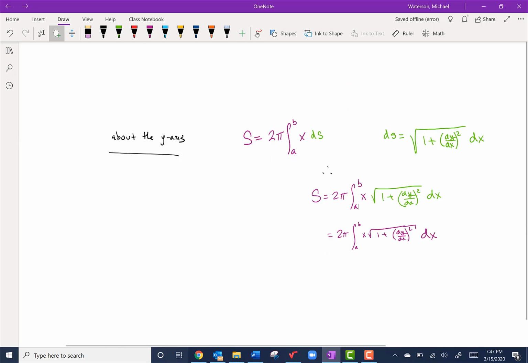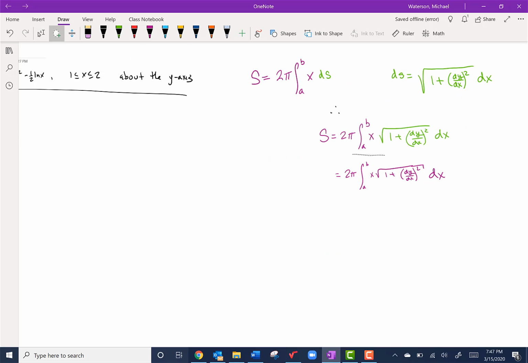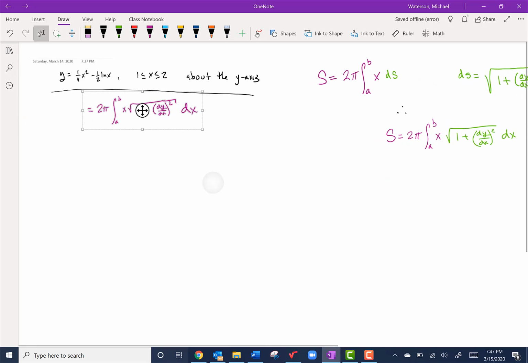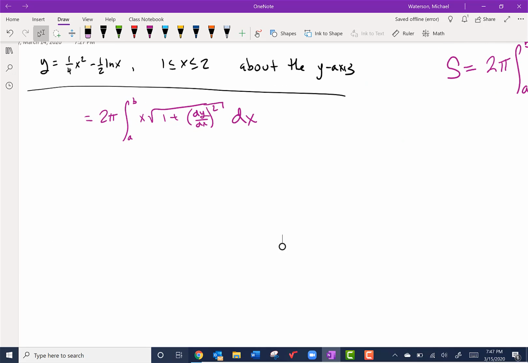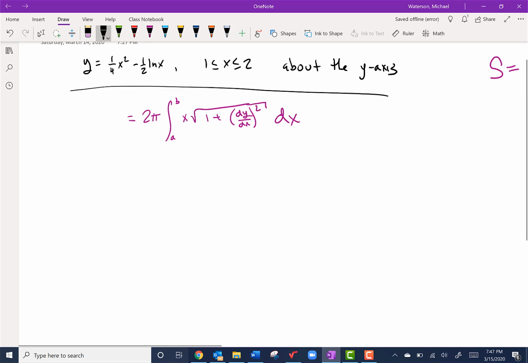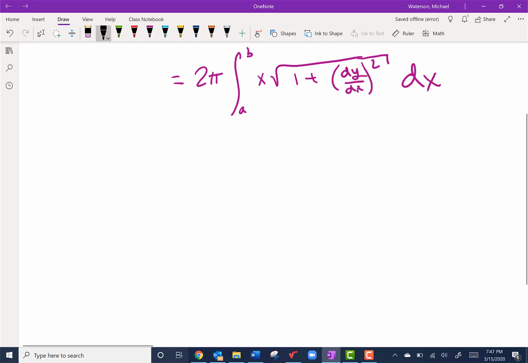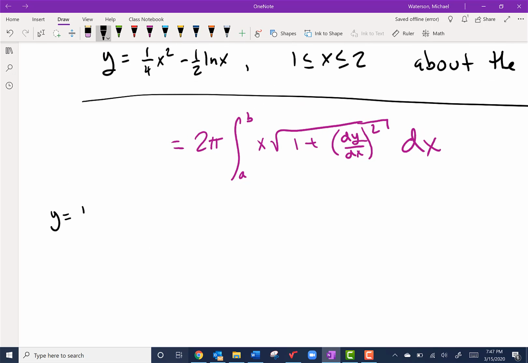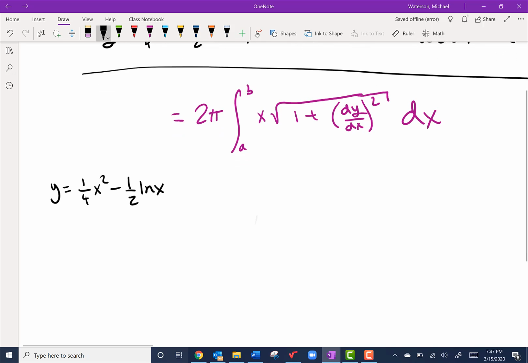So let's go back to our problem and see if we can't use this. Alright, so let's take what we got here, our y's. It looks like we need to find our dy/dx, and furthermore, I think it's probably a good idea for us to find the 1 plus dy/dx all squared. So if y is equal to, what do we got again? It's 1/4 x squared minus 1/2 ln of x. Let's go get our dy/dx.